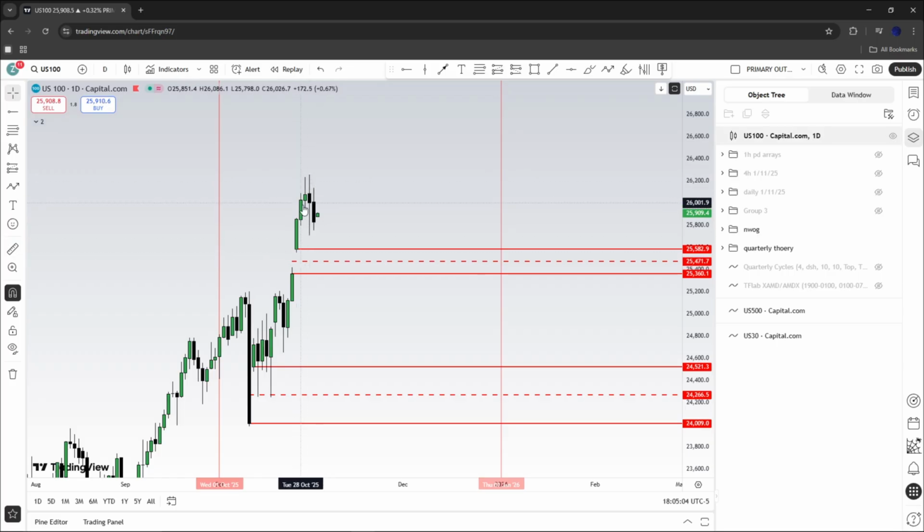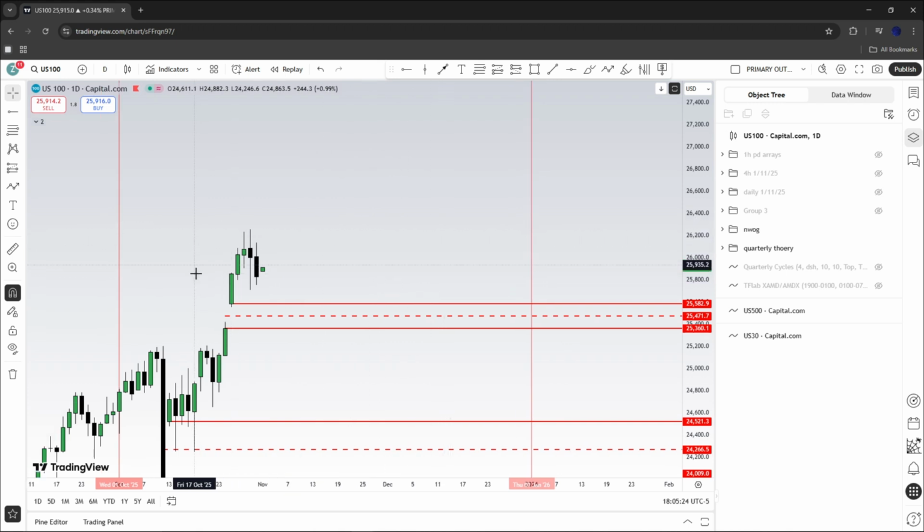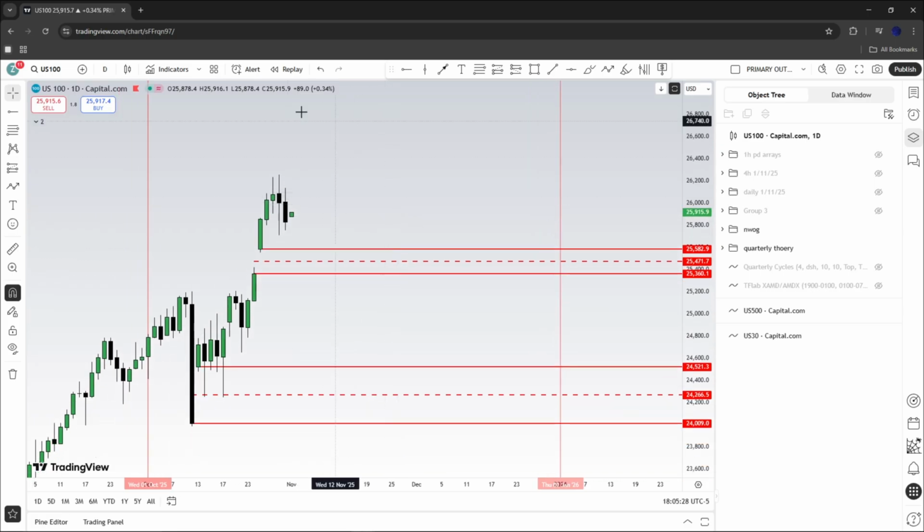We formed these highs now, which is the all-time high for Nasdaq, or at least for the cash index provided by Capital.com, their feed. The high comes in at 26,255. So now that we've priced this high and we've seen an impulsive move towards the downside, let's get into the actual nuts and bolts of what's going on within this range.